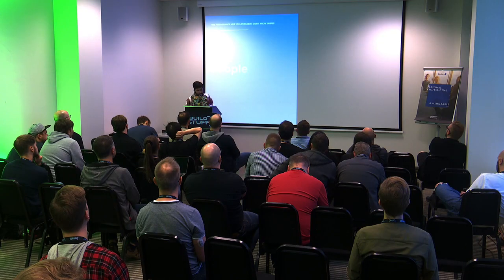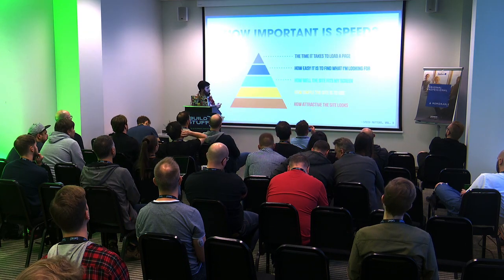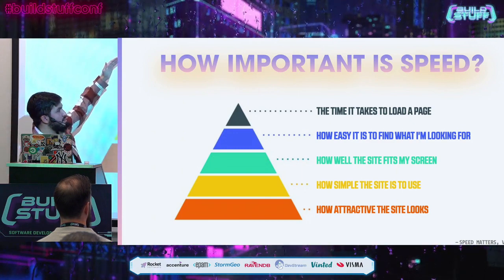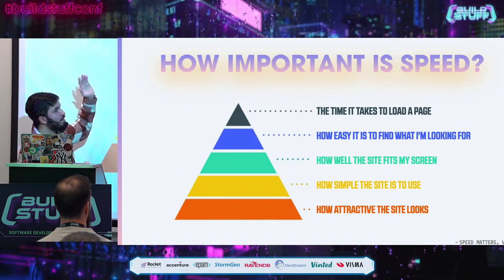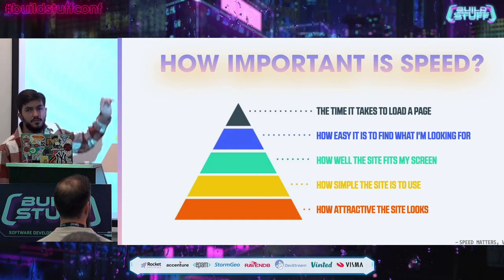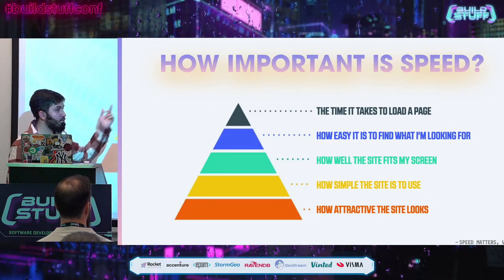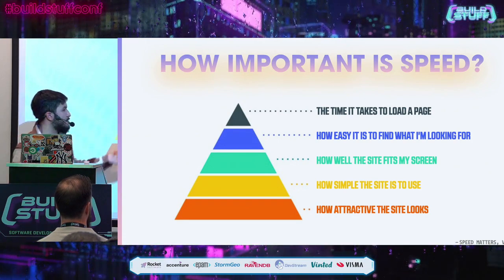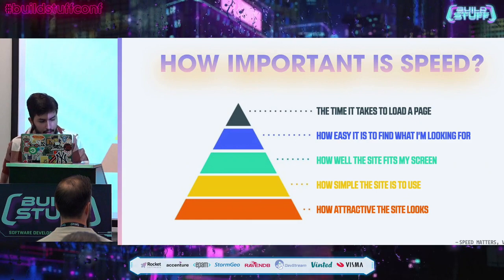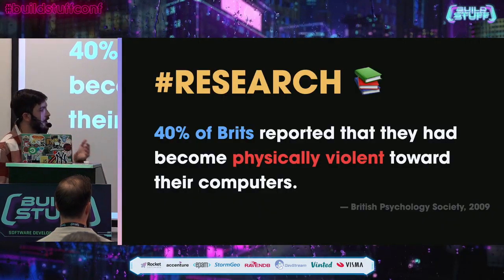And all of this is going to be used by people in the end. There was research conducted by Google, and this is in order of priority. The top priority for people is the time it takes to load a page, even more than how simple the site is to use, which surprised me. And there's a lot of research in the past showing that.